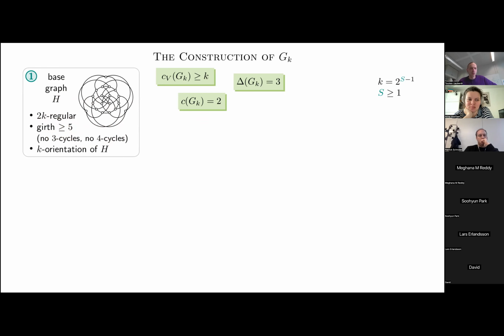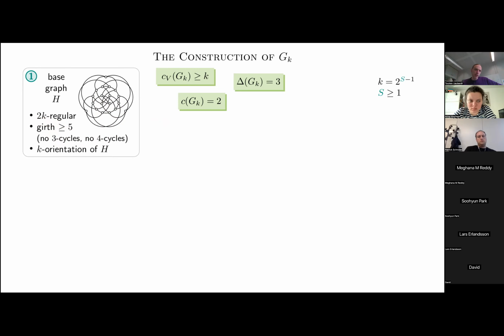And girth is a fancy word. It just means that there are no 3 cycles, no triangles in the graph, and also no 4 cycles in the graph. So all the cycles have length at least 5. So those creatures exist. This is actually the smallest 4 regular graph that doesn't have triangles and 4 cycles, and it's already quite complicated, but we don't really care about how this graph looks. All that we need is that it's 2k regular and it has no triangles and no 4 cycles. And these things exist. It is also easy to construct inductively.